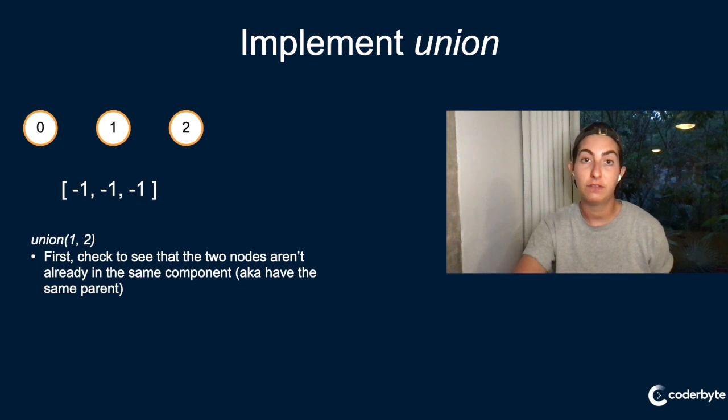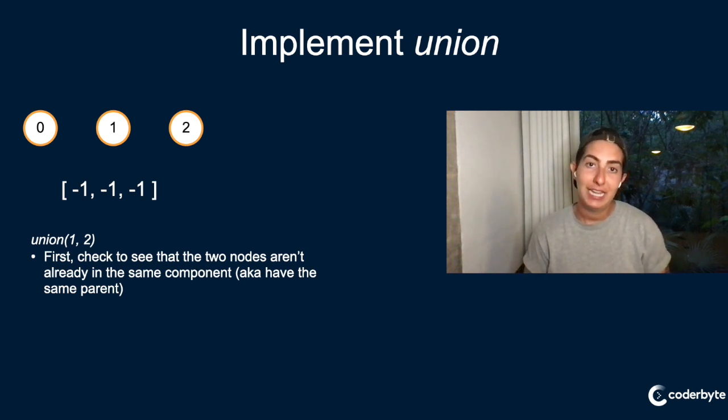So the rules of union. First, we need to check, are these two nodes in the same component? We can't perform a union if they're already in the same set. There's no point in that. So the first thing we do is check, do these two nodes have the same parent? We can easily do that by looking at the array and seeing if these two nodes have the same value as a parent. Now remember, if they both have -1s, that doesn't count, because that means they are each their own parent. And that's what the negative denotes.